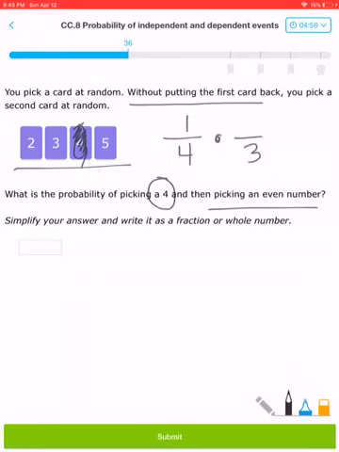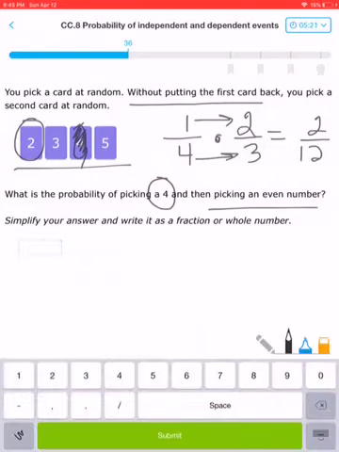And then picking an even number. How many even numbers are left to choose from here? Well, there's 2, 3, and 5. 2 is the only even number. Okay? So I'm going to say 1 times 2 is 2. 4 times 3 is 12. And then they're both even, so I'm going to divide them by 2 to simplify it. So that would give me a 1 and a 6. 1 over 6.